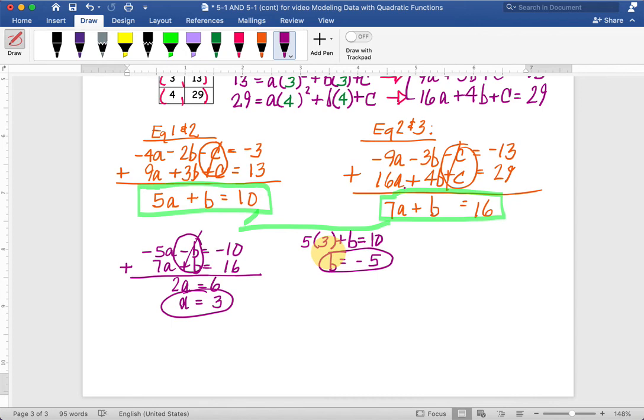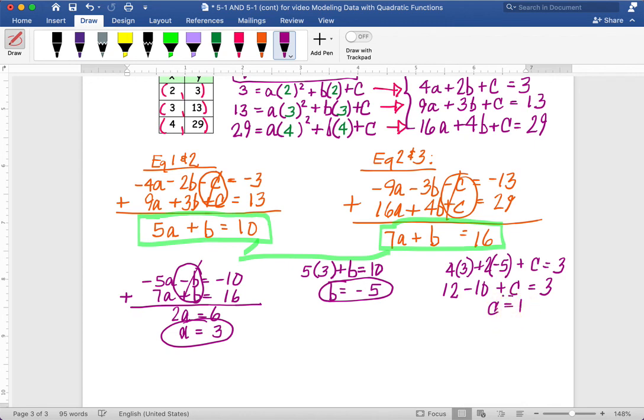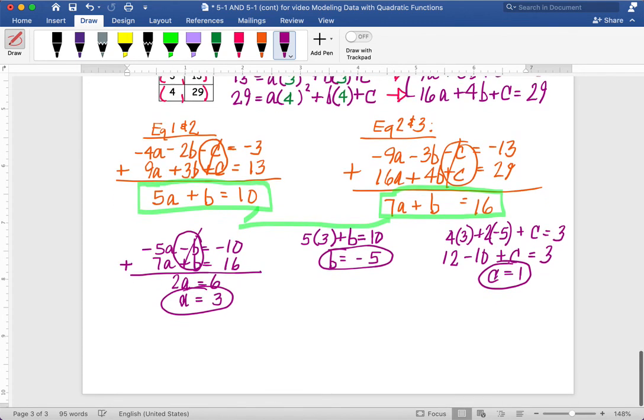Choose one of the original equations. I'll use the top one. 4 times a is 3, plus 2b. b is negative 5, plus c equals 3. Here I've got 12 minus 10 plus c equals 3. 12, take 10 away is 2. Subtract 2 from 3, you get 1. Almost done.